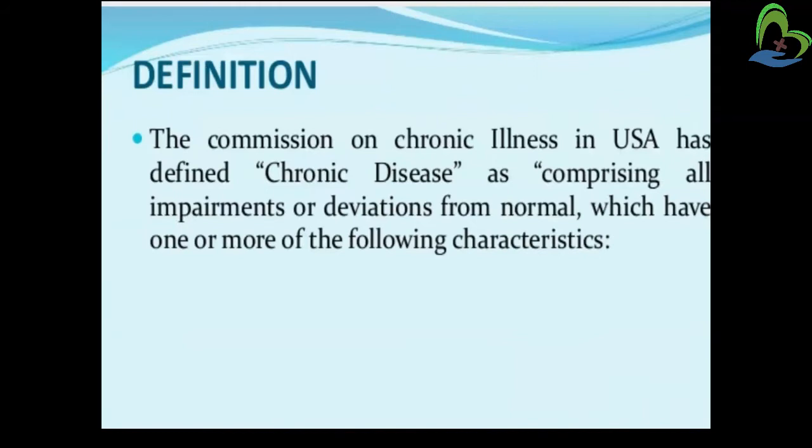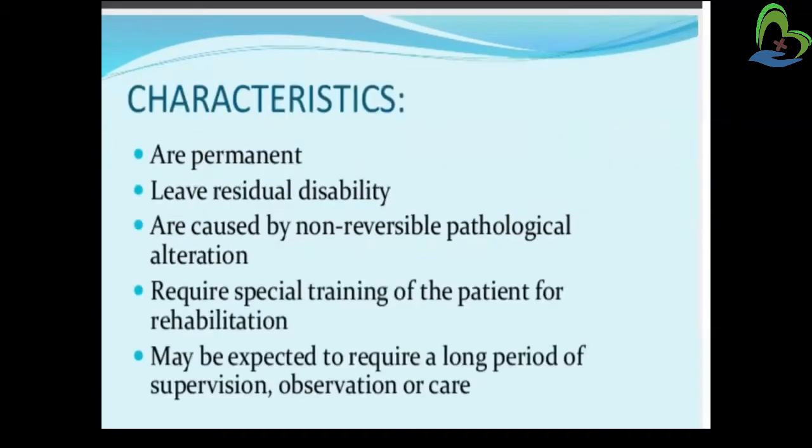Now, what is the definition of non-communicable disease? The Commission on Chronic Illness in USA has defined chronic disease as comprising all impairment or deviation from normal which have one or more of the following characteristics. So non-communicable diseases are mainly defined as those diseases which have the following characteristics.